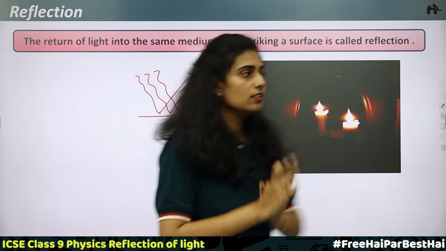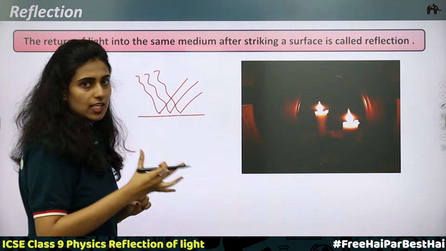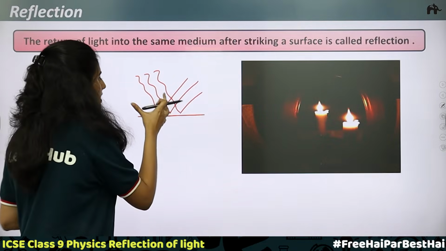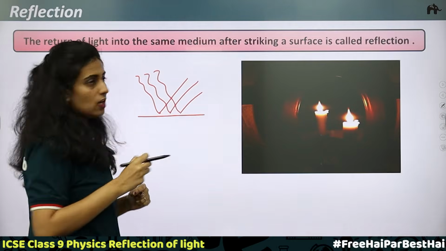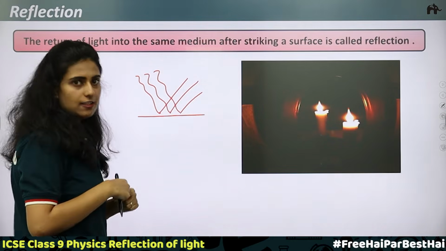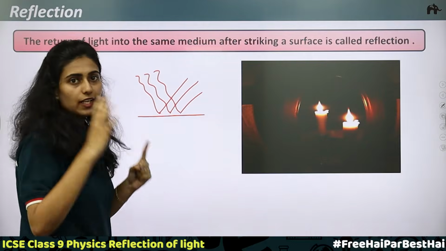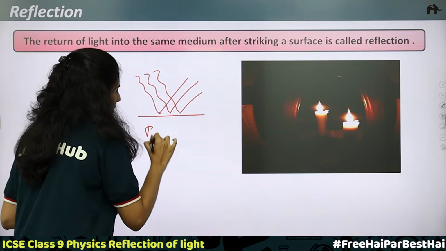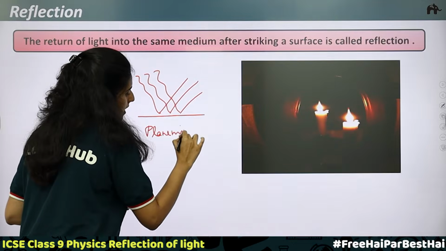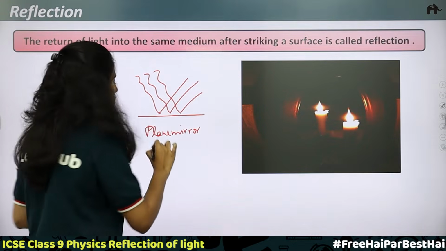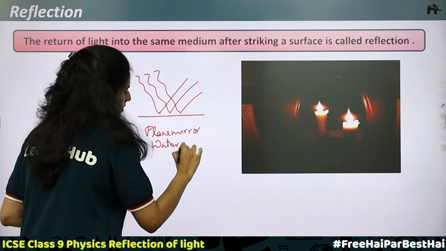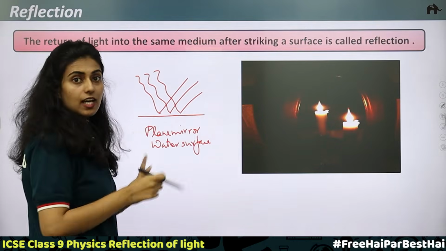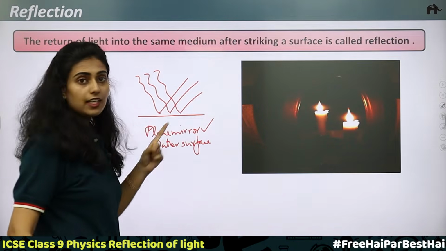What is reflection? When light rays fall on different surfaces, the reflection will be different. Some light rays sometimes get absorbed by the surface, and only the remaining light rays will be reflected. So, when you try to get the image of an object, you place a plane mirror, or a water surface, a pond or something. In which case do you get a clear image? A clear image is obtained in the case of a plane mirror.